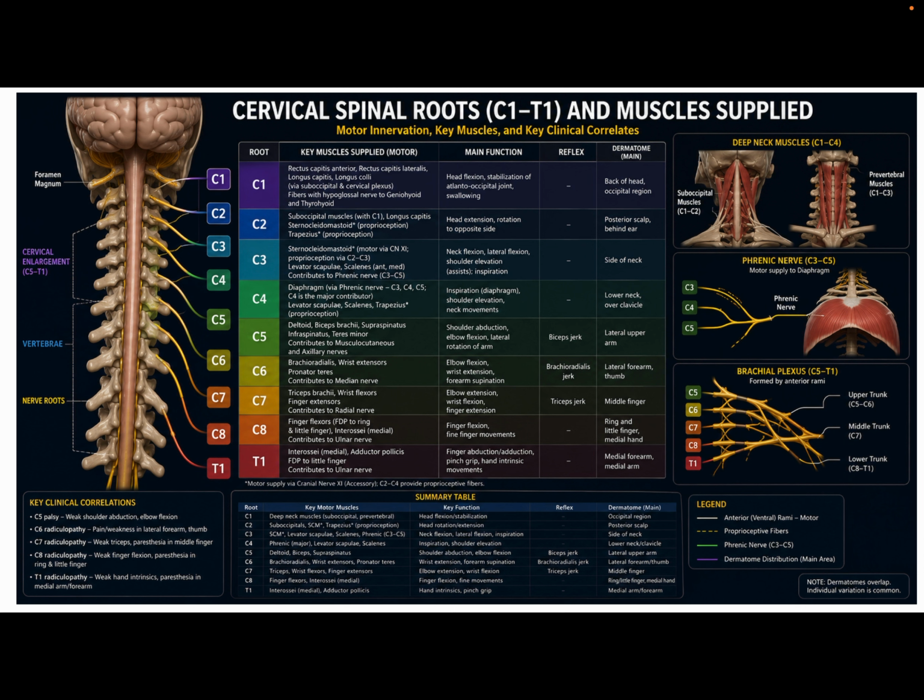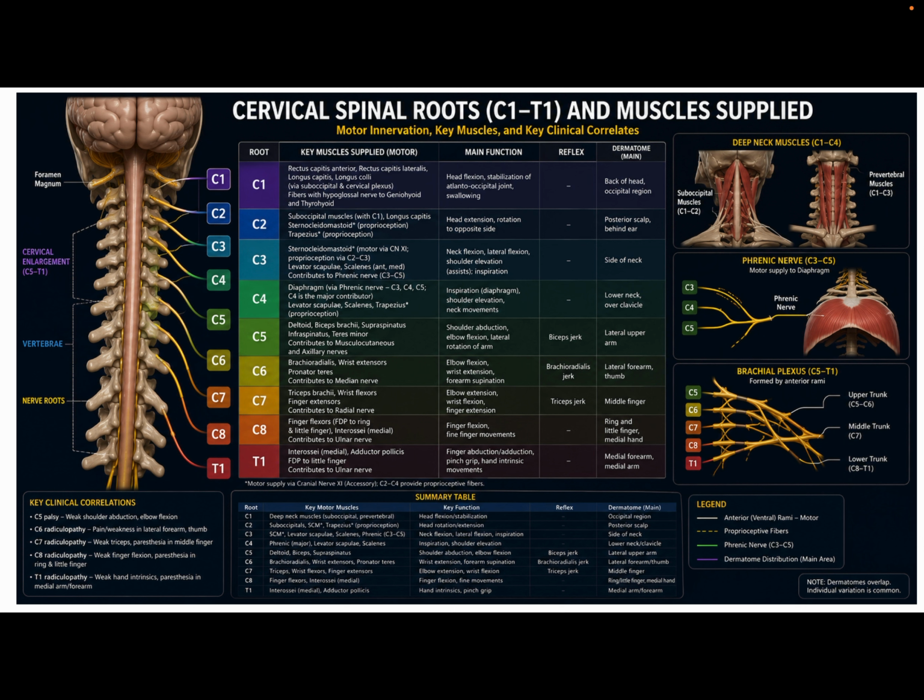Next I'll go to the C4 nerve root. The C4 nerve root is a major contributor to the phrenic nerve, which supplies the diaphragm. It also innervates the levator scapulae and scalenus muscles.